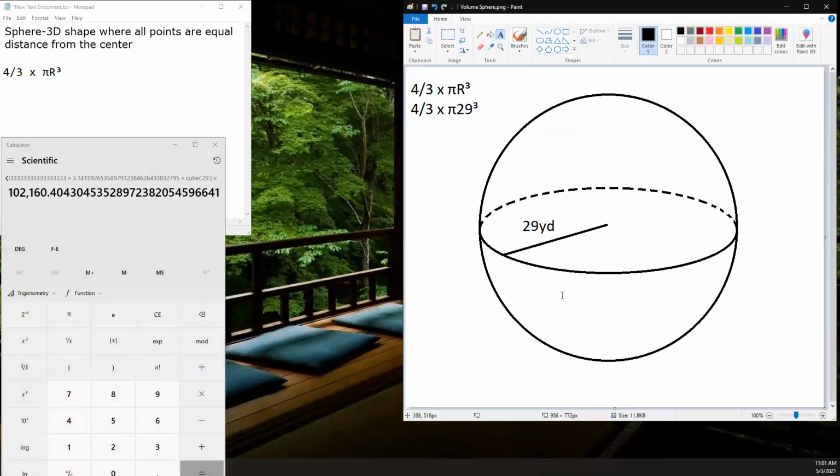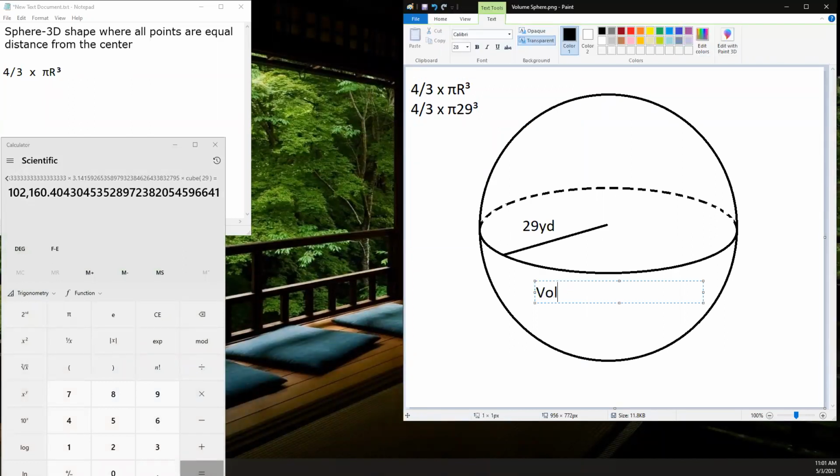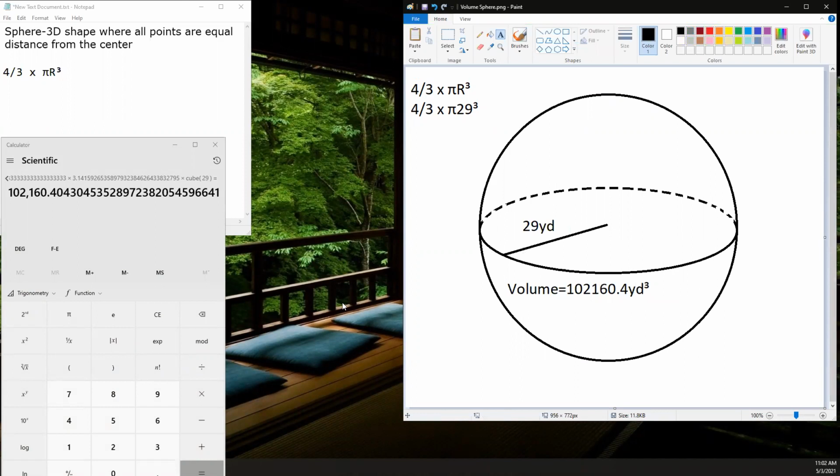Which means the volume is 102,160.4, that's it, 40. And then this 4 doesn't round up, so it's 40, or just 4 yards cubed. Easy peasy. I hope it is. I really do hope it is for you.